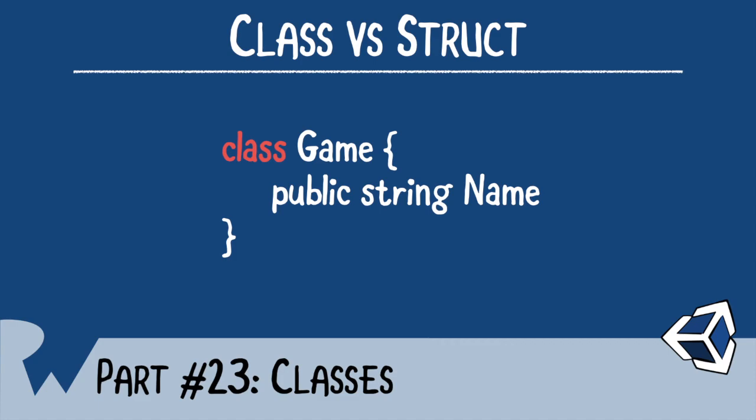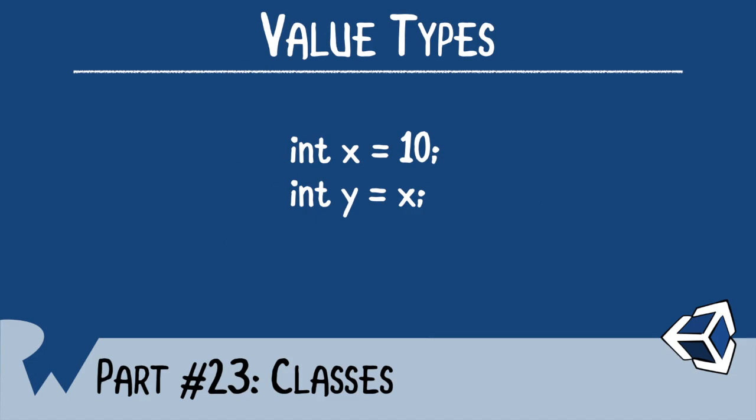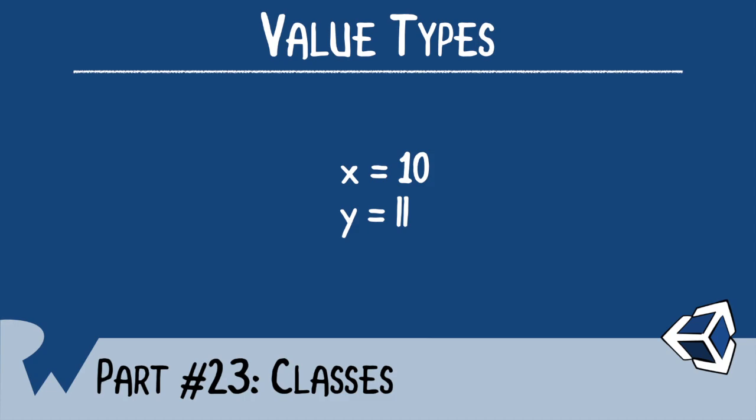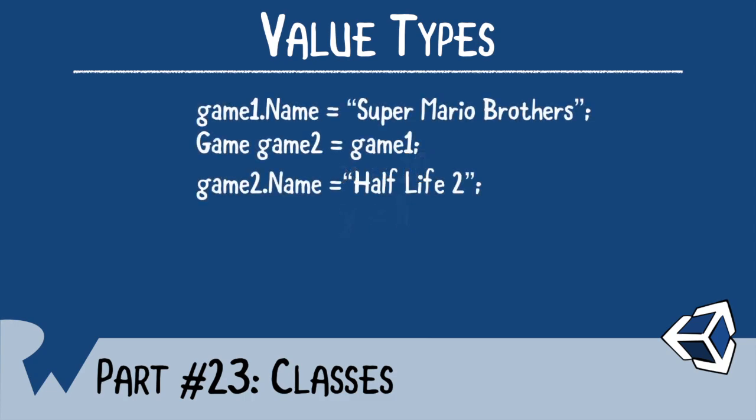Take a look at this example. Here, you are creating a variable x and assigning it the value of 10. Next, you copy that value to y. If you change the value of y, the value of x will still be the same. This works exactly with structs. Here you can see the struct object is copied and then the name is changed. Game 1 is still named Super Mario Bros., whereas Game 2 is now Half-Life 2.